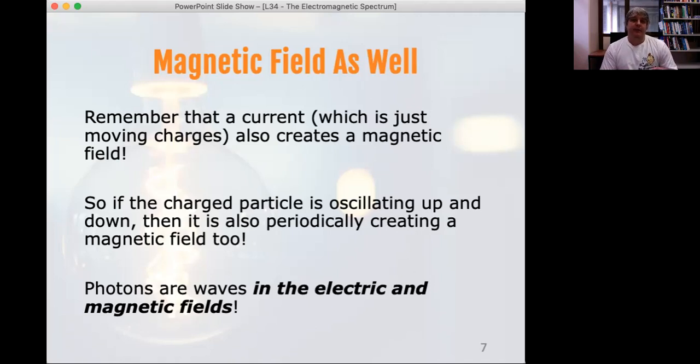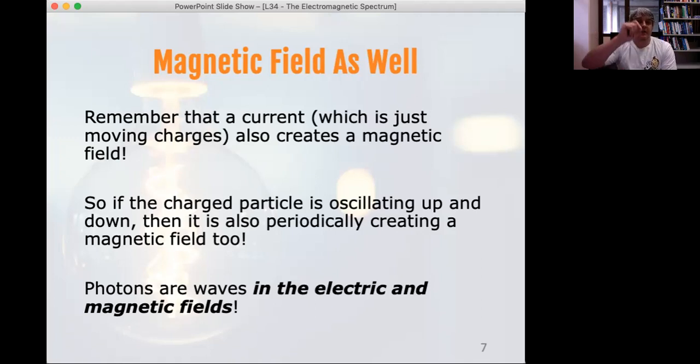As that charge is moving, so if we move that charge up and down in SHM, in simple harmonic motion, at the top, it's not moving for a moment, at the bottom, it's not moving for a moment, and as it goes through the middle, it's moving the most. And where it's moving the most, that's going to be creating the strongest magnetic field. And so we're going to get a magnetic field that also oscillates just like we had with the electric field.